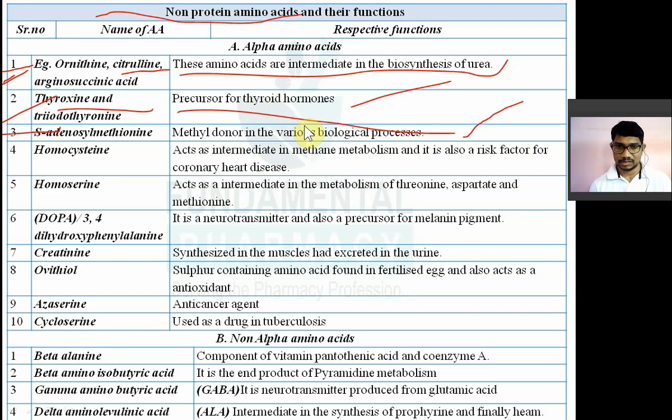Next one is DOPA. That is known as 3,4-dihydroxyphenylalanine. It is a precursor for noradrenaline and melanin pigment, a neurotransmitter, and also a precursor for melanin pigment. जो melanin है, melanin pigment is responsible for the color of your skin. Skin का जो color होता है, that is because of the melanin. Melanin pigment होता है body में. Okay, so उसके ऊपर एक क्वेश्चन आ चुका है. So melanin is responsible for the color of your skin, and this DOPA is a precursor for melanin and is also a neurotransmitter.